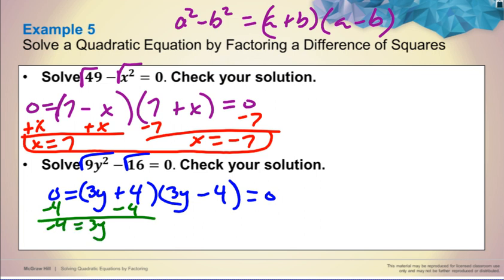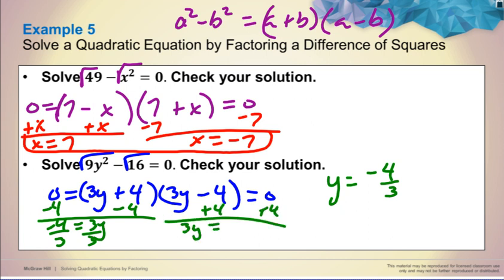And then I have -4 equals 3y. Divide by 3. y would equal -4/3. On this side, I would add 4 to both sides, and then divide by 3. I would get a positive 4/3.